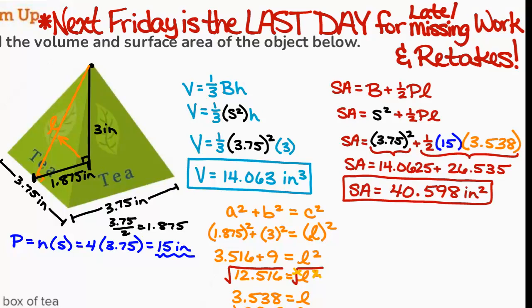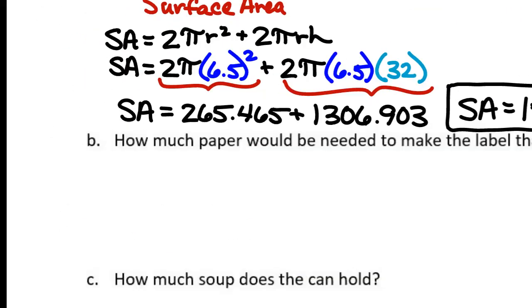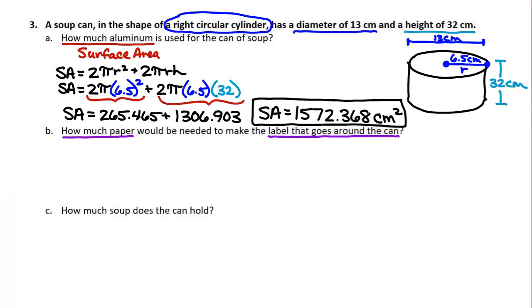All right. We had a problem to finish up on page 8 in your notes. And then we will go and look at page 9 afterwards. We had started looking at this soup can problem. We figured out how much aluminum we needed to make the soup can. That was our surface area. Part B asks me how much paper I need to make the label that goes around the can. Where is the paper on a soup can? Where is that paper label at?